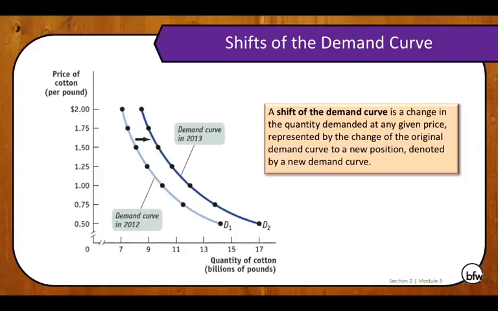And when we graph those points and connect the dots, we have a new demand curve that has shifted to the right of the demand curve, and movement rightward on the horizontal axis represents an increase in demand. So when the demand curve moves to the right, that represents an increase in demand, and when the demand curve moves to the left, that represents a decrease in demand.